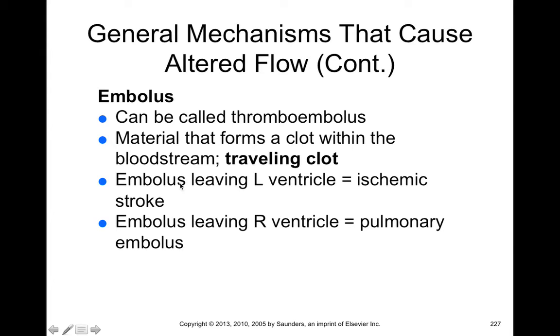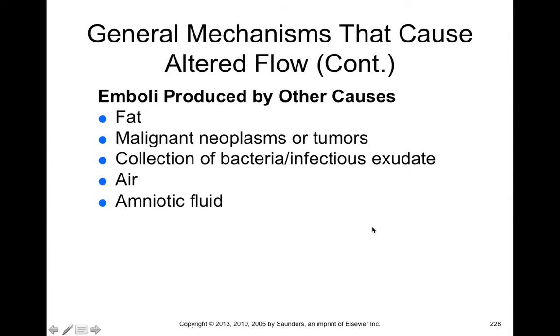If that embolus enters the left ventricle, it can lead to ischemic stroke because the left ventricle pumps blood into the systemic circuit, and that can lead to blockage of blood flow somewhere else in the body, like the brain or another tissue that's receiving blood flow from the heart. Otherwise, if that traveling clot or embolus enters the right ventricle, it'll get lodged in the lungs because that's where the vessels become smaller, and that will cause what we call a pulmonary embolus, and that can lead to respiratory failure.